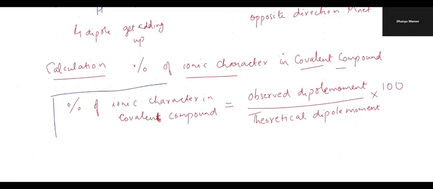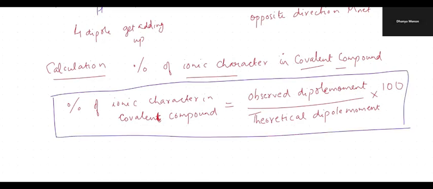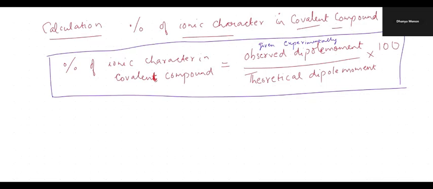In this, the observed value will be given, as it is calculated experimentally. What we have to calculate is the theoretical one. Now the theoretical dipole moment, I'm writing the short form DM.